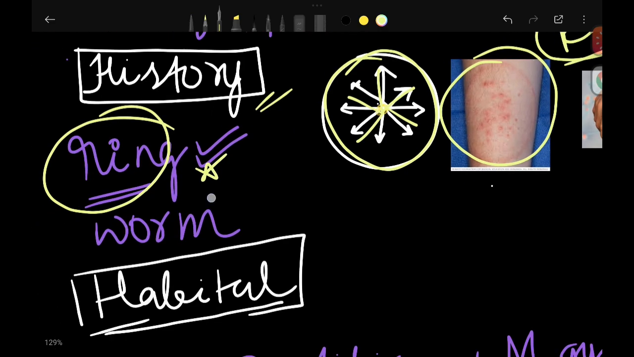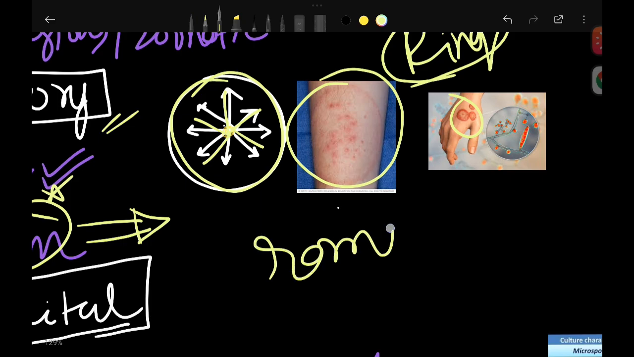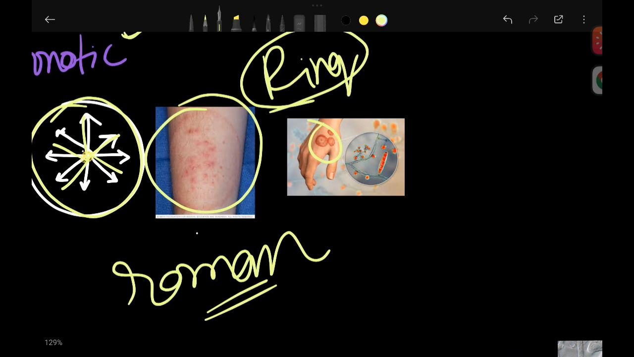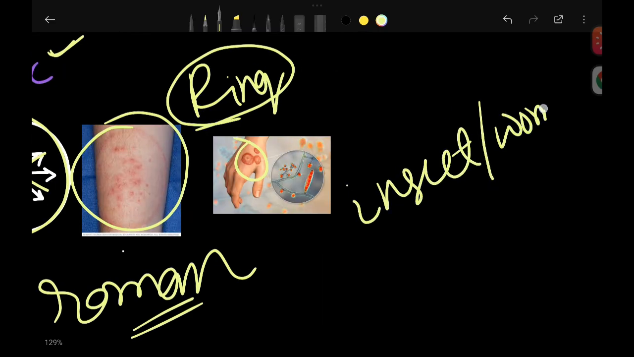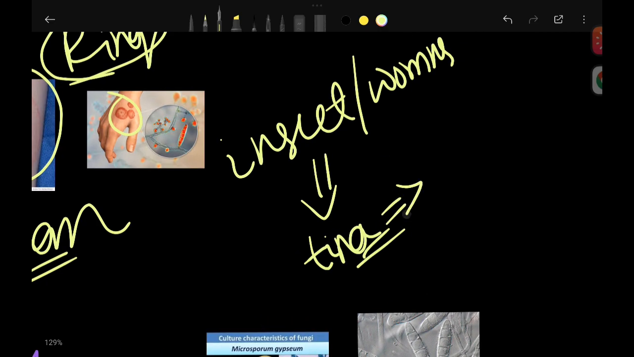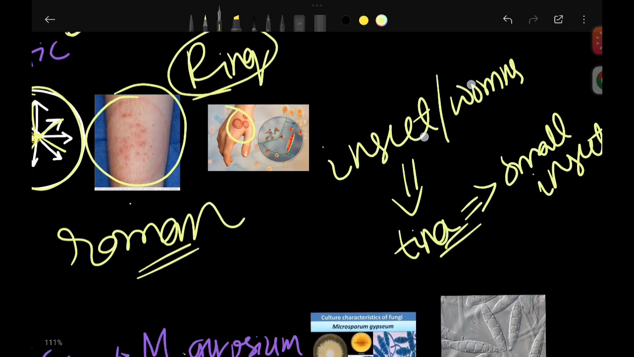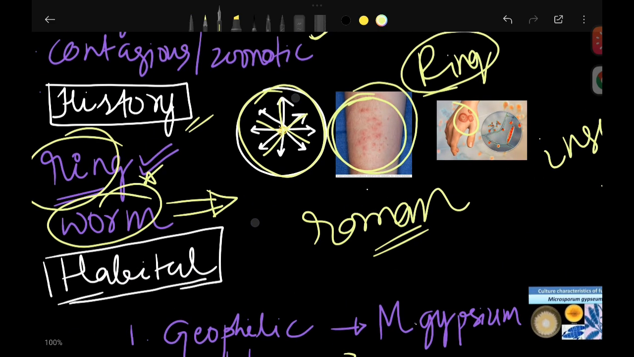The word worm comes from the ancient Romans, who believed that this disease was associated with insects or worms, and they named it tinea, which is a small insect. They believed that a worm was crawling under the skin, under this skin lesion, moving in a circle and giving a circular shape. Because of this belief, the clinical name for dermatophytosis is ringworm.